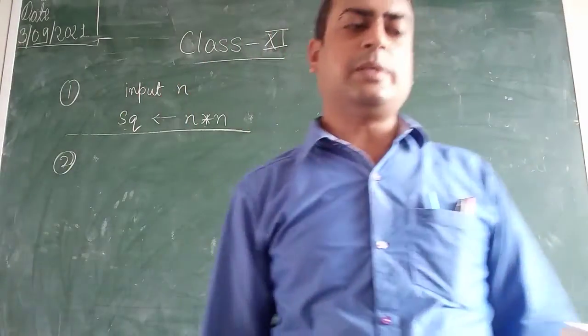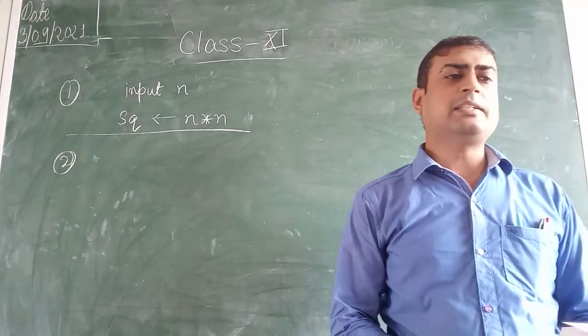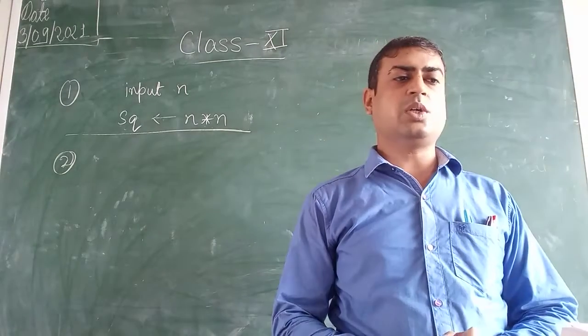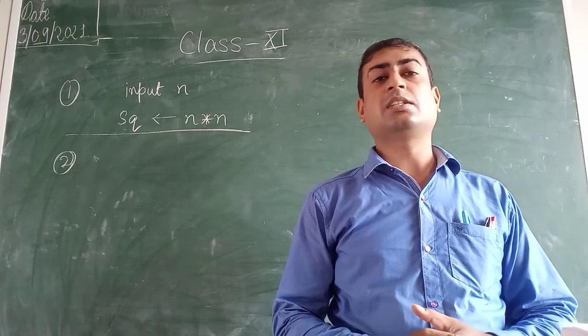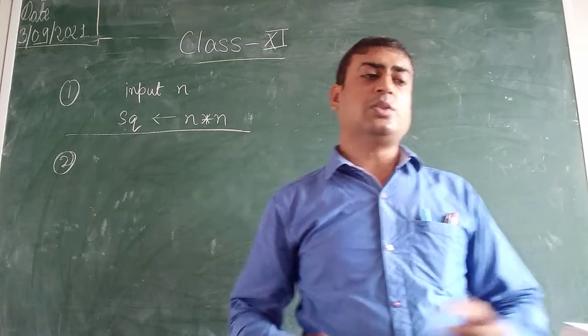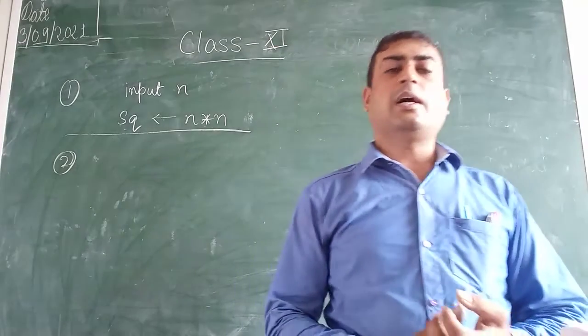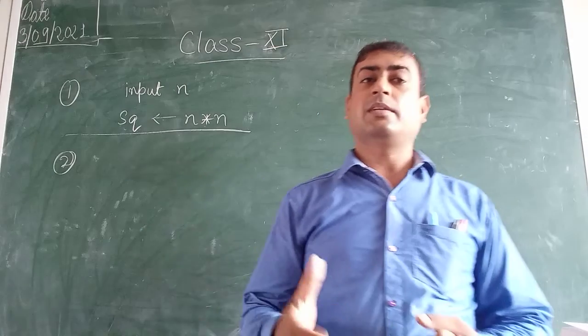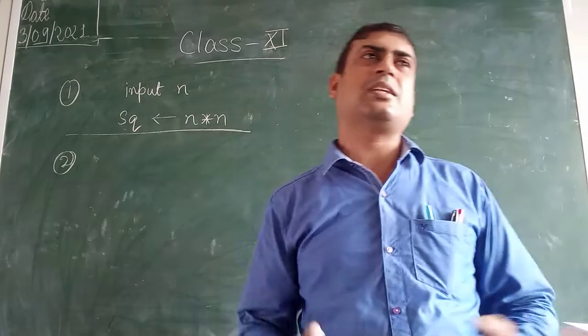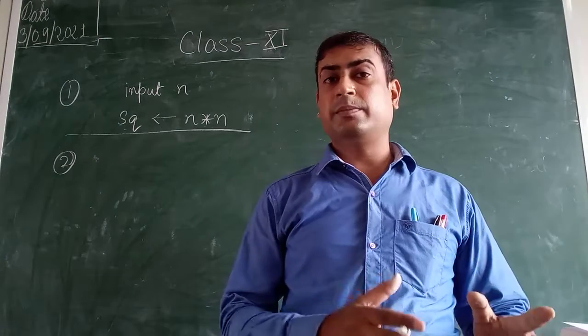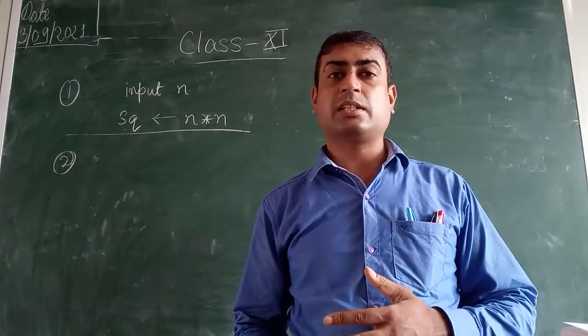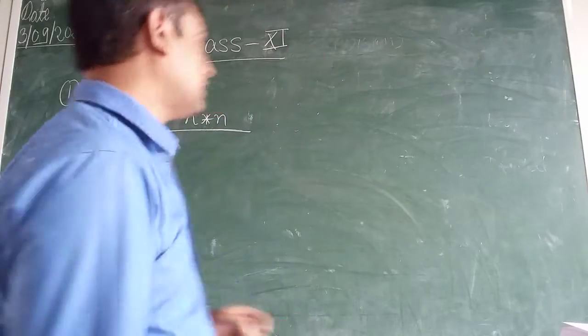Now come to question number 2. Draw a flow chart to solve the problem of a non-functioning light bulb. What you have to do? If a non-functioning light bulb is there, there may be 2 conditions: that bulb may be working, or may not be working. So how will you do this?